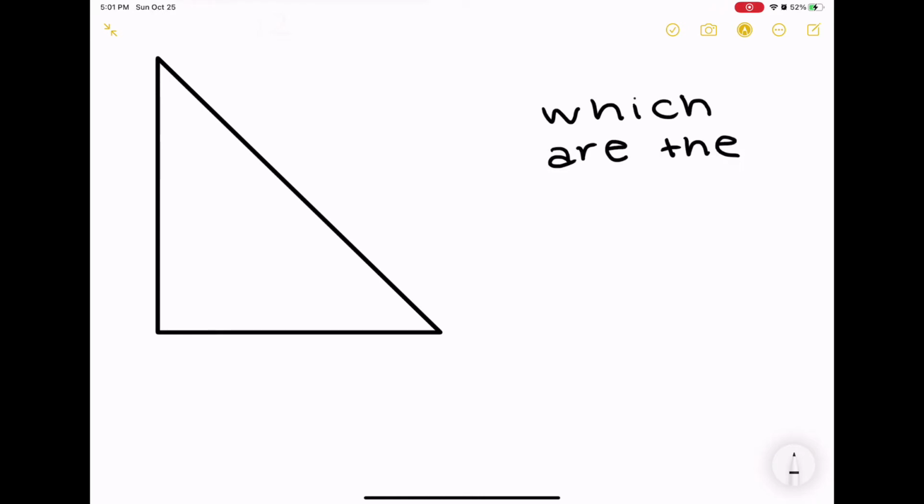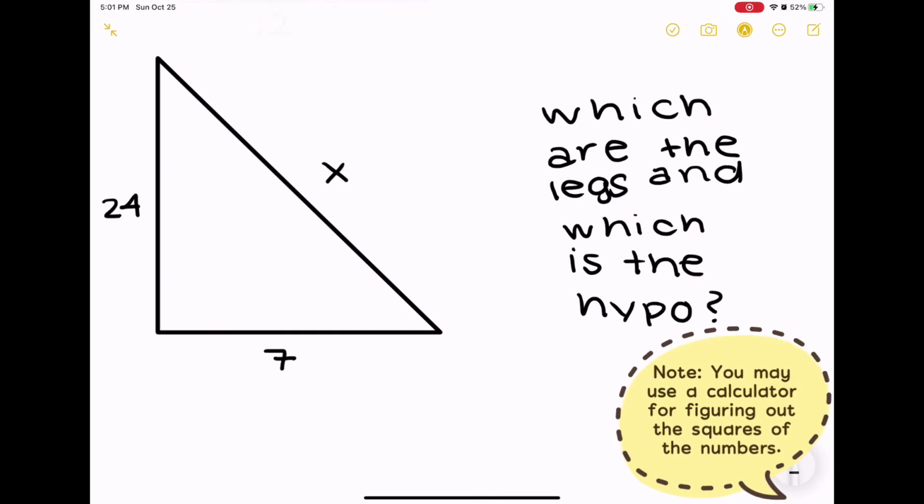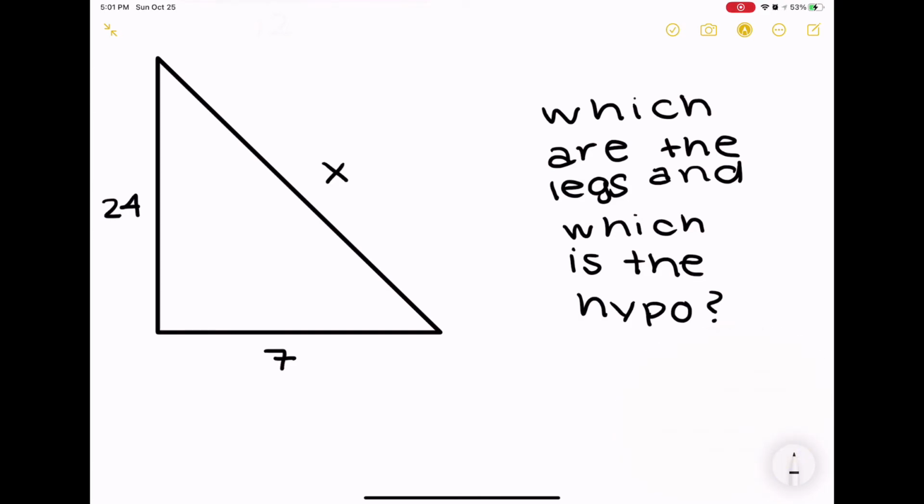So now you guys are going to do a practice problem all by yourselves. So firstly, I want to know which ones are the legs and then which one is the hypotenuse. And then I also want you guys to find the missing side. So in this case, we have 7, 24, and x. You have 1 minute.